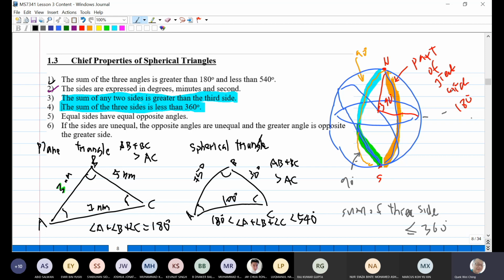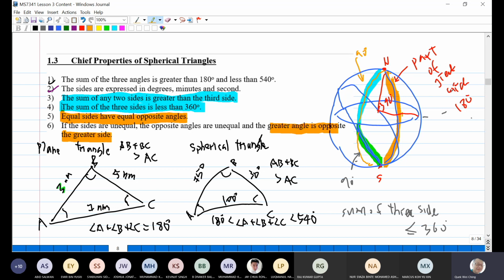Okay, another thing: equal sides must have equal angles, which is quite common. I think everyone knows this. If two sides have the same length, then the opposite angles must be the same. So how about if the two sides are not equal? The angles are not equal also. The greater the length, the greater the opposite angle. The greater angle is opposite the greater side.